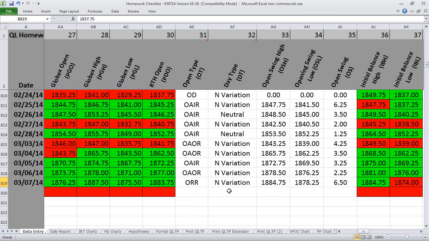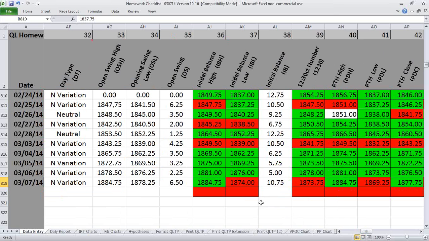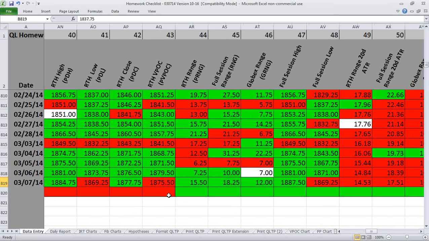We broke the IB to one side for a normal variation with a 6.5 point opening swing, very wide opening swing. 84.75 to the high side, 78 and a quarter to the low side. Initial balance high, 84.75. Initial balance low, 74. And again, we're seeing some larger than normal initial balances. Our VPOC shifted to 1875.50, and we closed at 1877.75.